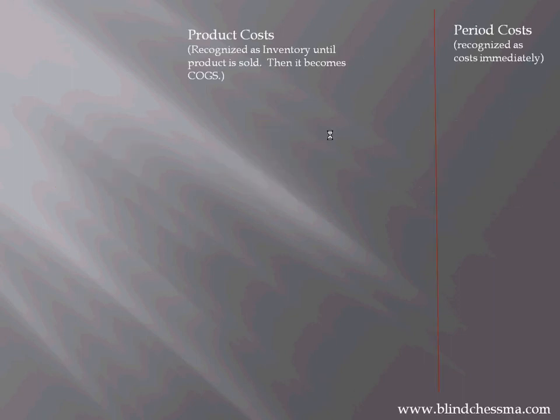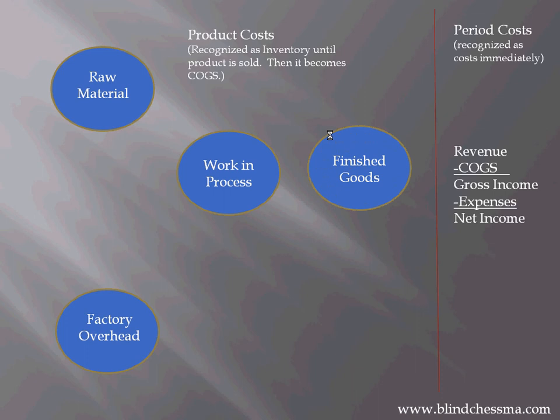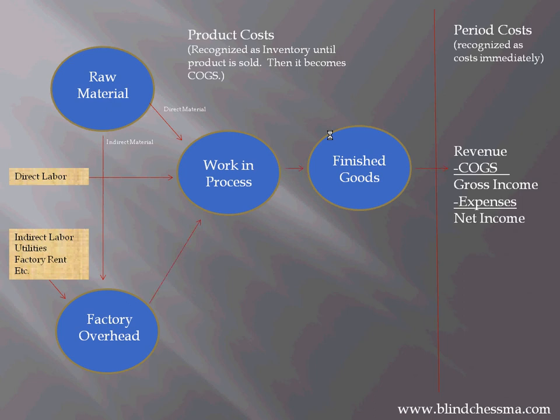As a reminder, I do want to show you this again. We have product costs and period costs. We're going to be dealing mostly with product costs. Those are costs that are held in these four inventory accounts throughout the production process, and only once they're sold do they actually show up as actual costs on our profit and loss statement. They show up as cost of goods sold.